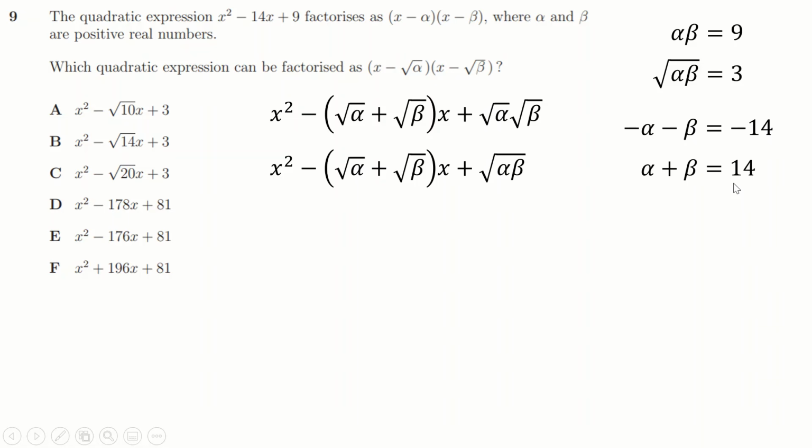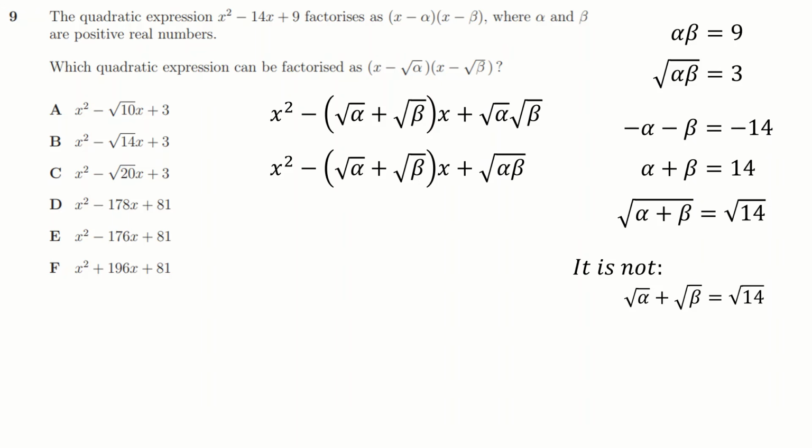When you root both sides of this, you get this. You do not get that. When you root this thing here, you can't root these individually, like this. So it can't be B. And I'll just quickly show you why.